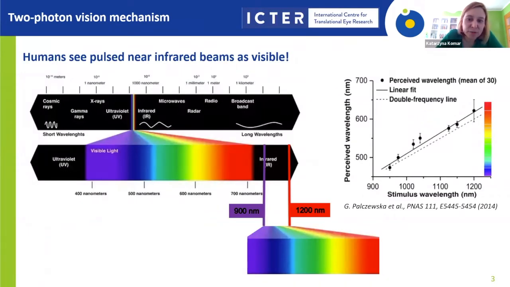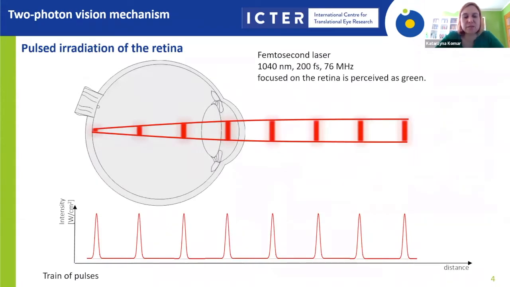So in 2014, we published a paper in PNAS about perception of pulsed near-infrared laser beams. These beams were perceived as having color of half of the applied wavelength. So it means that, for example, 1000 nanometer was perceived as 500, so it was green. And for example, 1100 was perceived as 580, so it was like yellow. So we showed that all of our participants, it was 30 people, were able to match the color, and that perceived color was similar to half of the applied wavelength. But we also showed what is the mechanism of this process.